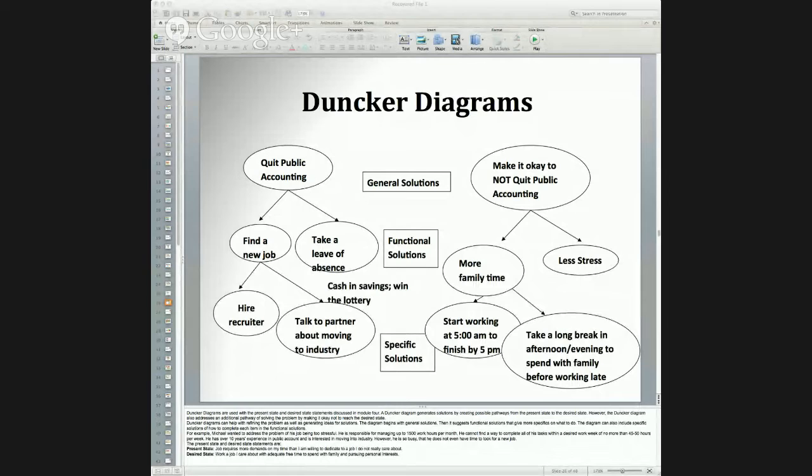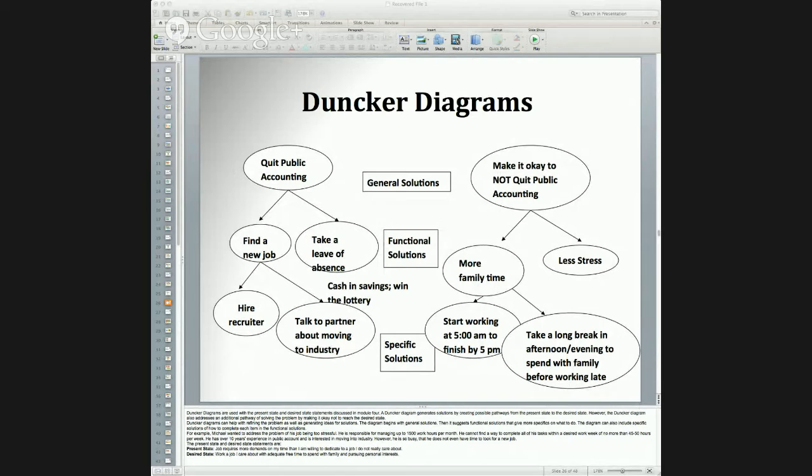For example, Michael wanted to address the problem of his job being too stressful. He is responsible for managing up to 1,500 work hours per month. He cannot find a way to complete all of his tasks within a desired work week of no more than 45 to 50 hours per week. He has over 10 years experience in public accounting and is interested in moving into industry. However, he's so busy that he does not even have time to look for a new job.